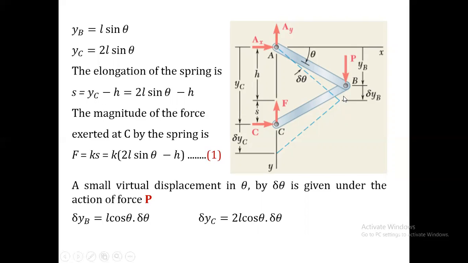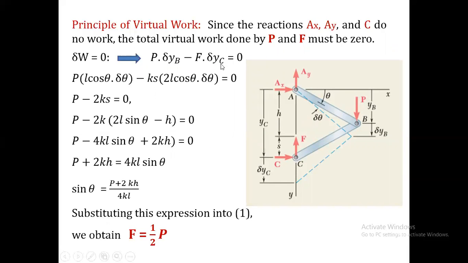The next task is to evaluate the work done because of each of these forces. Because of P, it will be P times delta YB. Because of F, it will be F times delta YC. These are only two terms, but the effects produced by P and F are opposite to each other. One will contribute positive work done, the other negative work done. So that is why P delta YB minus F delta YC equals 0.